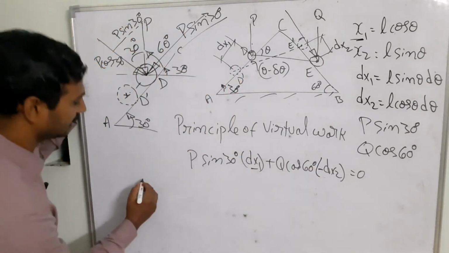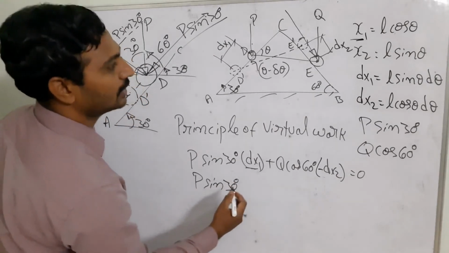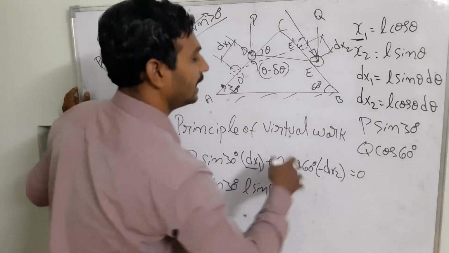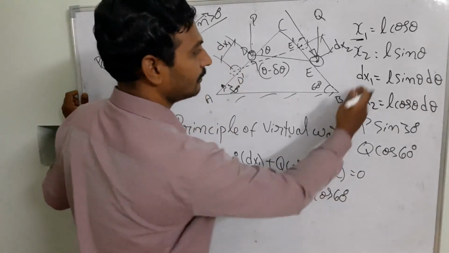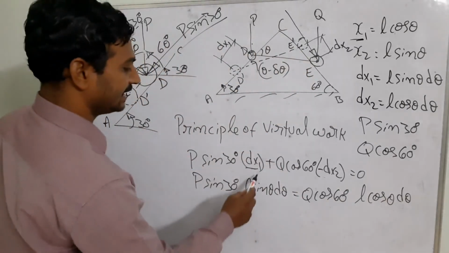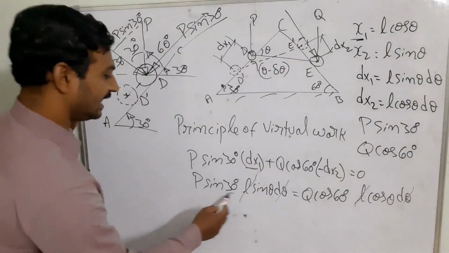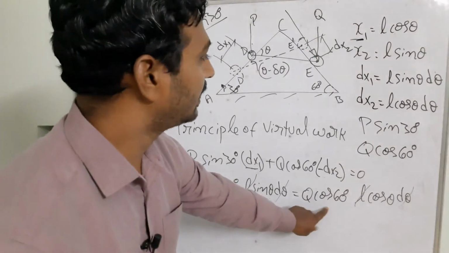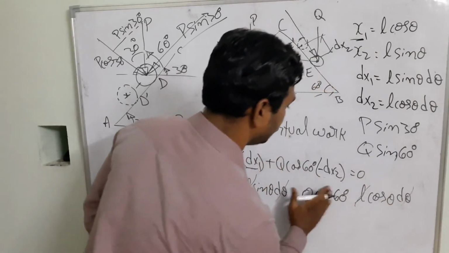So substitute in this equation: the P sine 30 degrees dx1 is going to be L sine theta d theta. When I take it to the right side, that's going to be Q cos 60 degrees into L cos theta d theta. So in this case, L d theta will be cancelled out. Then sine 30 is equal to 1 by 2, right? And in this case also, we will get the sine 60 degrees.